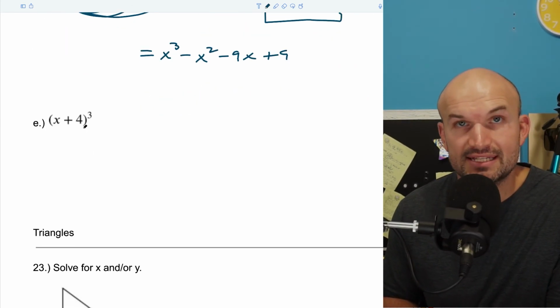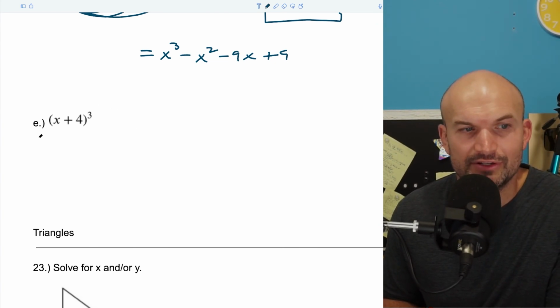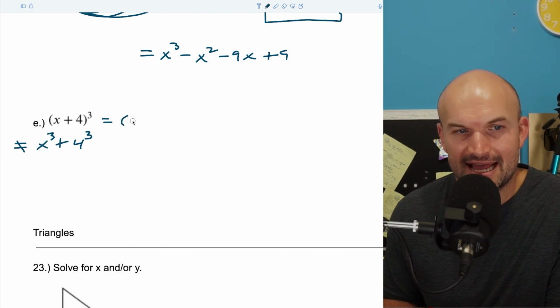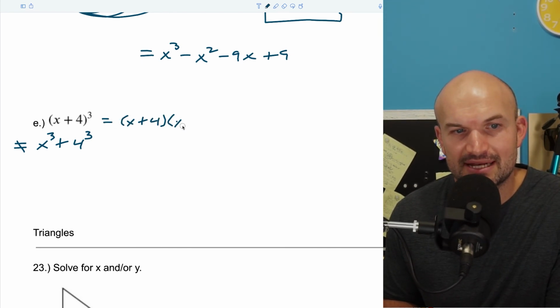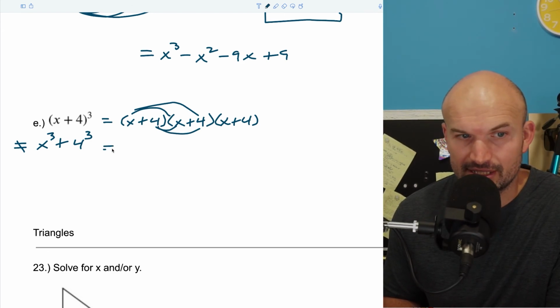All right, now in this case, there's a couple different things I want to do. Please, whatever you do, do not do this: x cubed plus 4 cubed. That happens all the time, happens every year. Don't do that. Remember, x plus 4 cubed is an x plus 4 times an x plus 4 times an x plus 4. So the way I like to do this is, for the first one, I think you can probably do distributive property or FOIL rather easily, hopefully.